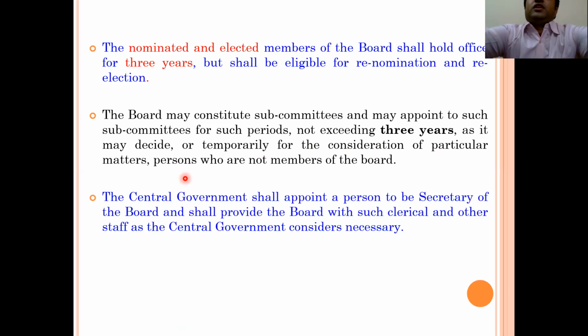The central government shall appoint a person to be a secretary of the board and shall provide the board with such clerical and other staff as the central government considers necessary.